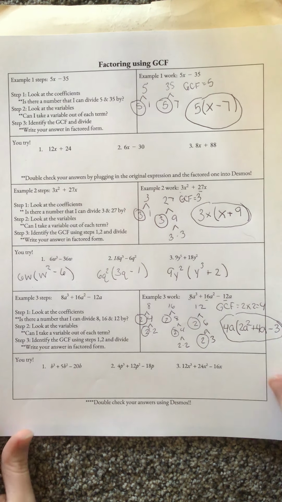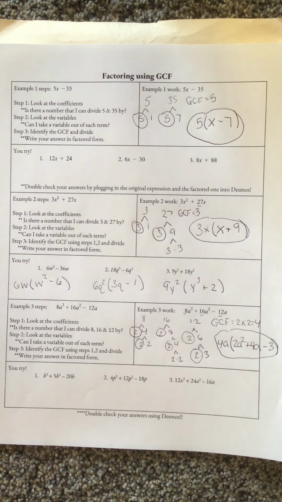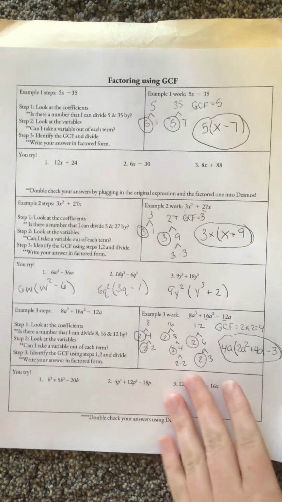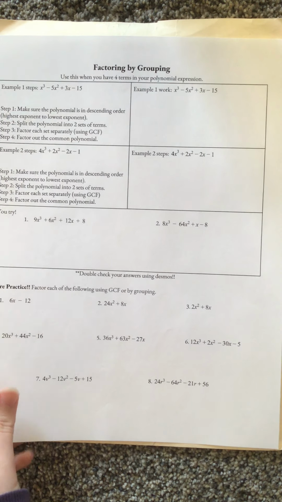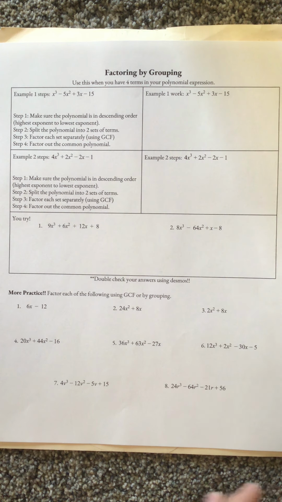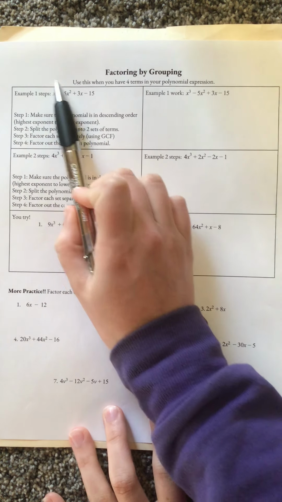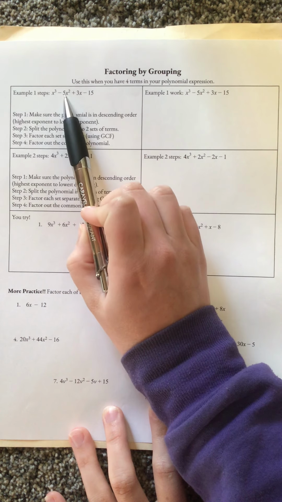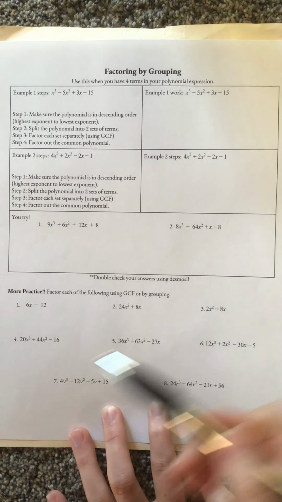So that is all the notes on factoring using GCF. Now we are going to move on to the next page, which is factoring by grouping. We are going to use this when we have 4 terms in our polynomial expression. This is our polynomial expression. We have 1, 2, 3, 4 terms.